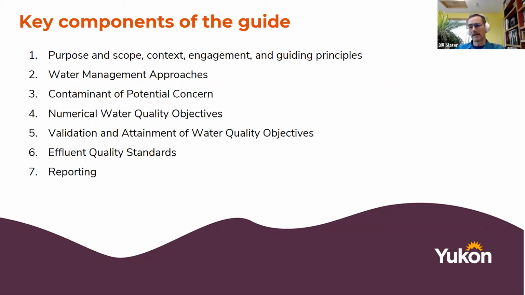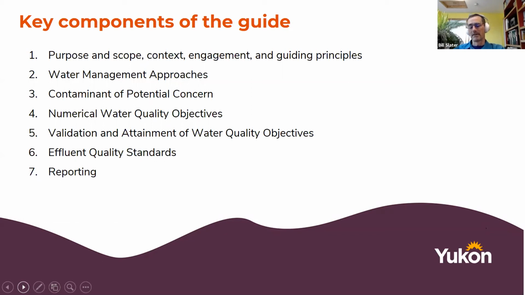And then we move on to identifying contaminants of concern that might be present from a particular mining project, and selecting the appropriate water quality objectives procedures, which are described in the guide. There are 5 different procedures described, and we use those to develop the water quality objectives. And then I outline in the guide how we measure attainment of those objectives, and how we validate whether they are being as effective as we had expected them to be.